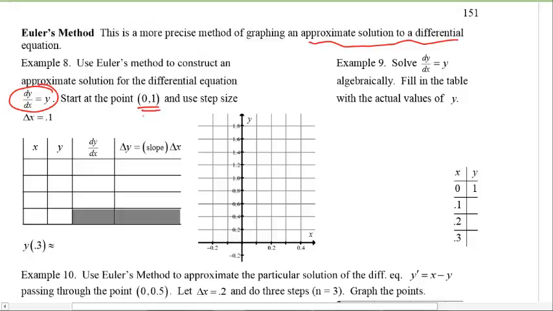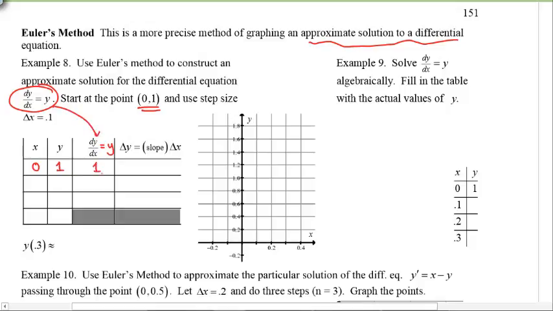So I like you, whenever you see this kind of stuff, to set up a little chart. Here's our x and y values, and we're starting with the x value of 0 and y value of 1. Okay? And then I'm saying to you, hey, can you actually calculate the derivative at that particular point? Well, to calculate the derivative at that point, you just plug it into the formula. In this case, it's just y, so I guess it's just 1.